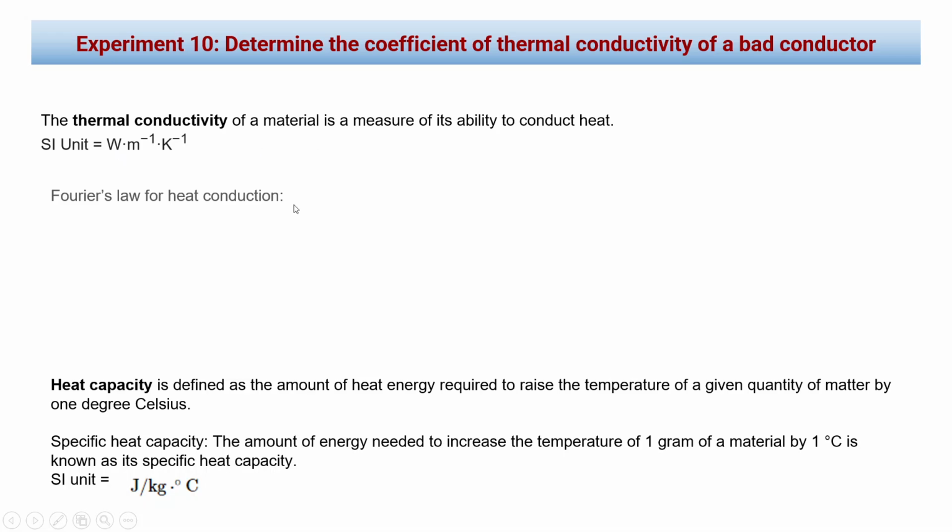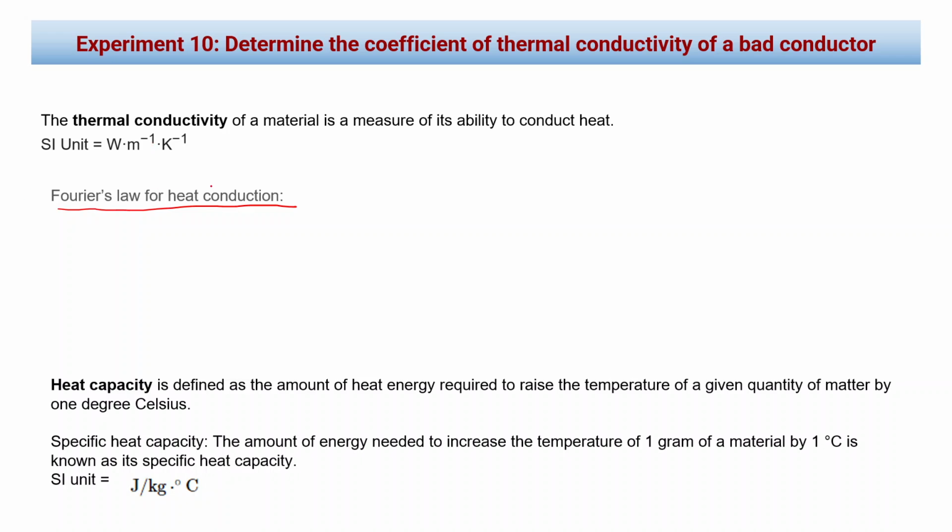We will not do any derivation, but we will start directly with the formula that has been derived by scientists, and we will directly use it to understand some experiments. There is a law associated with heat conductivity, thermal conductivity, which is known as Fourier's law for heat conduction, or Fourier's law for thermal conductivity. So what does this law say?